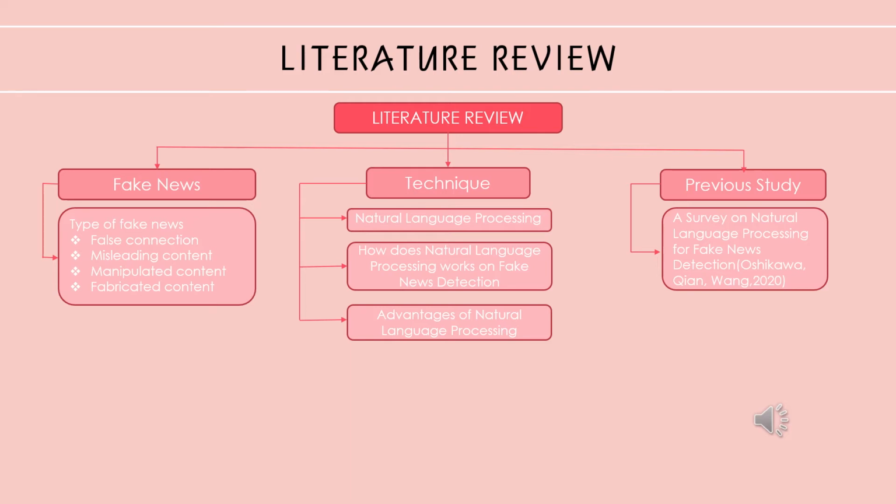Second type is misleading content. Misleading content is the news that builds wrong information to create an issue. Third type is manipulated content. Manipulated content is a news story that uses real images or video to create a false narrative. Last type is fabricated content. Fabricated content is the news that is totally different from the real story.